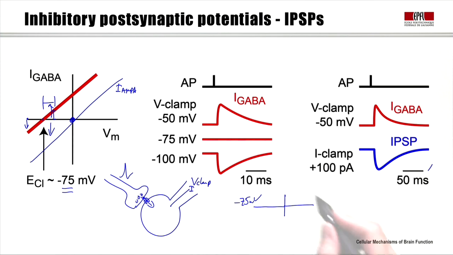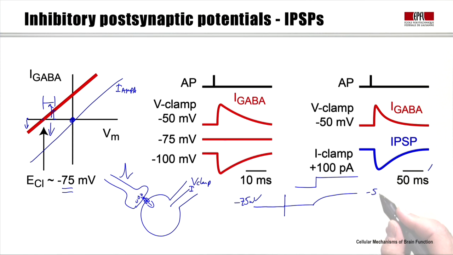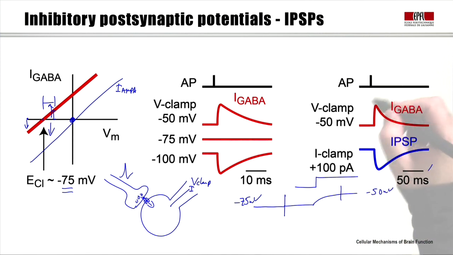There's no current flow, and so there's no change in membrane potential. We need to depolarize the cell in order to see the inhibitory postsynaptic potentials. And we can do that by injecting 100 picoamperes of current. And so here, if we inject 100 picoampere of current, we'll charge the membrane of the postsynaptic cell. Maybe we depolarize it to minus 50 millivolts. And now, when we stimulate an action potential in the presynaptic cell, we get the hyperpolarizing inhibitory postsynaptic potential that lasts some tens of milliseconds.